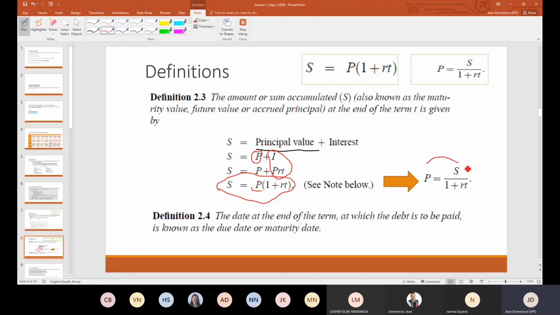What they did with this one is they basically, that original formula, they just divided on both sides with 1 plus.